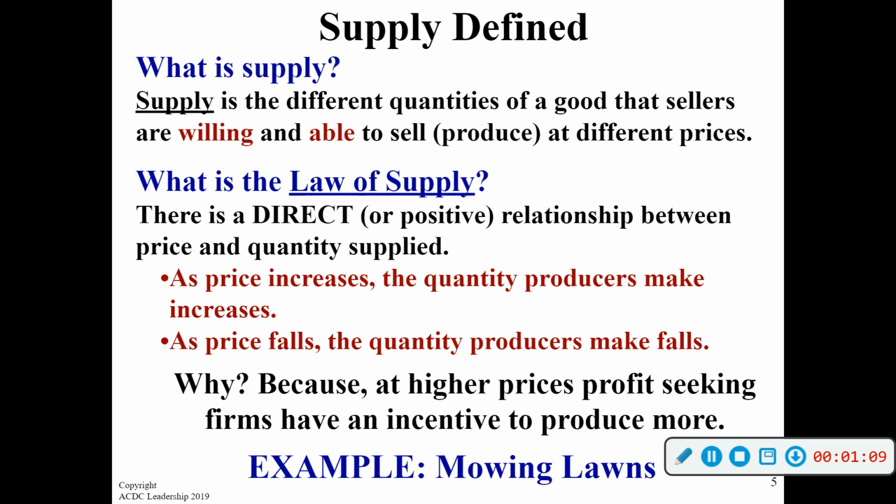The law of supply. This is a direct relationship. As the price goes up, the quantity supplied goes up. As the price goes down, quantity supplied goes down. That's the opposite of the law of demand, which is an inverse relationship between price and quantity demanded. The law of supply is a direct relationship, meaning they do the same thing. The price goes up, the quantity supplied goes up; the price goes down, quantity supplied goes down. The reason being, producers are willing to supply a greater quantity when they can charge a higher price for it.